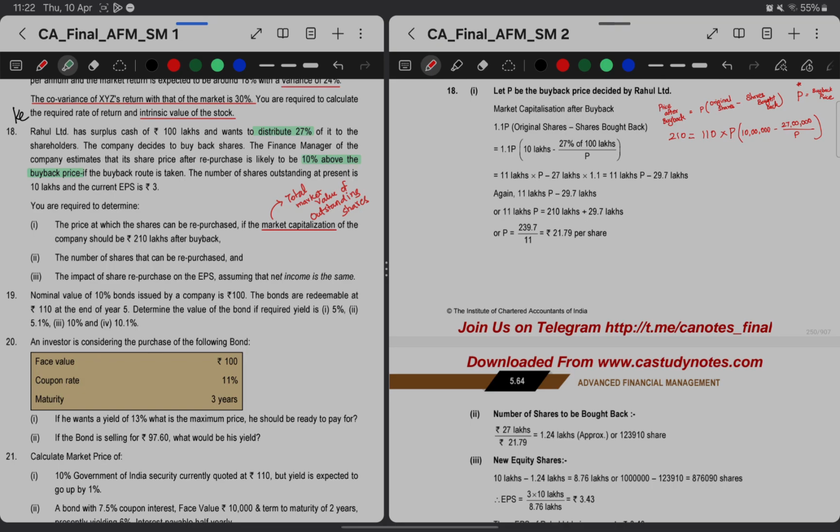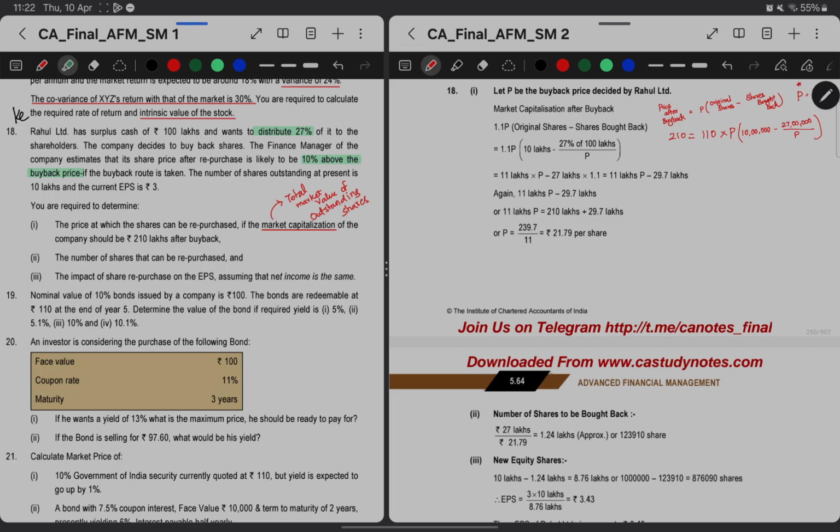Now we can see the company wants to distribute 27% of the surplus cash to the shareholders. So when the company buys back the shares, then they will pay the shareholders in cash. In that way they can distribute the surplus cash to the shareholders. The number of shares outstanding at present is 10 lakh and current EPS is 3.